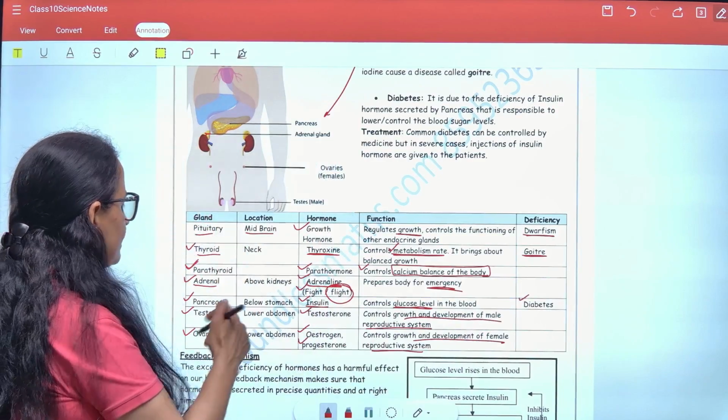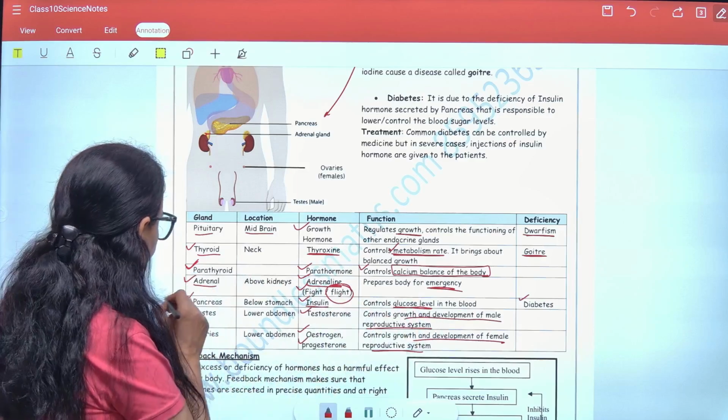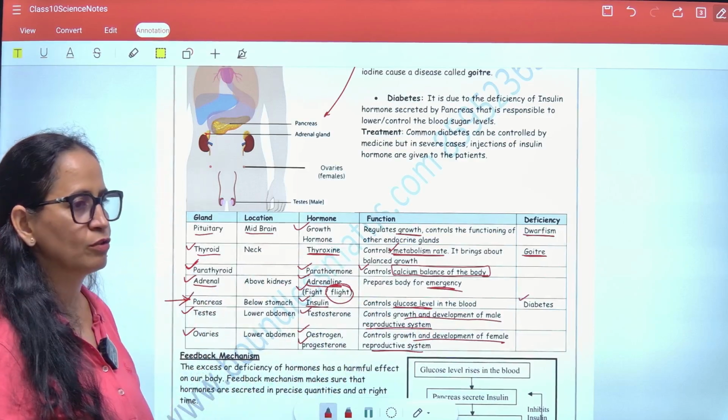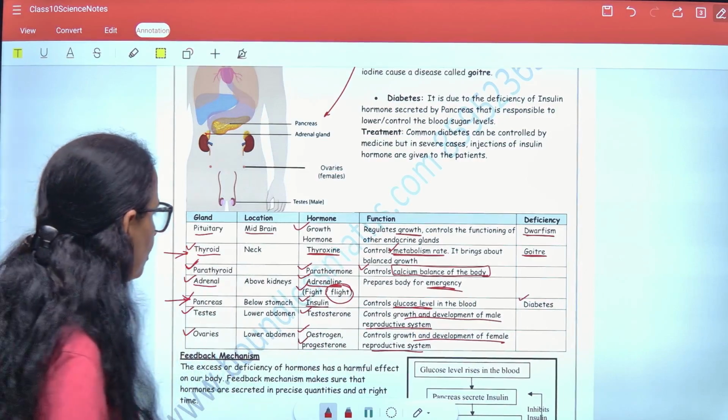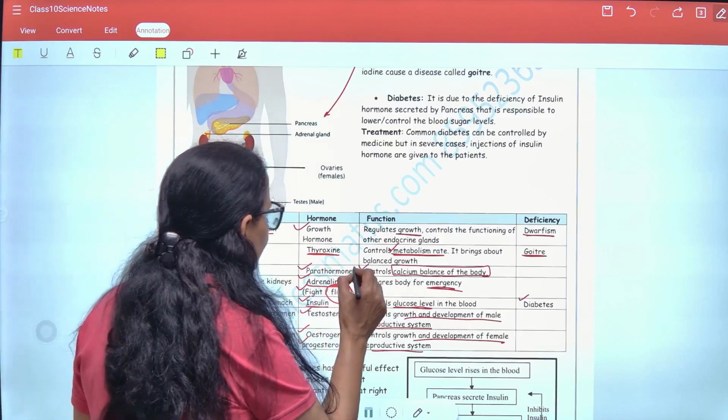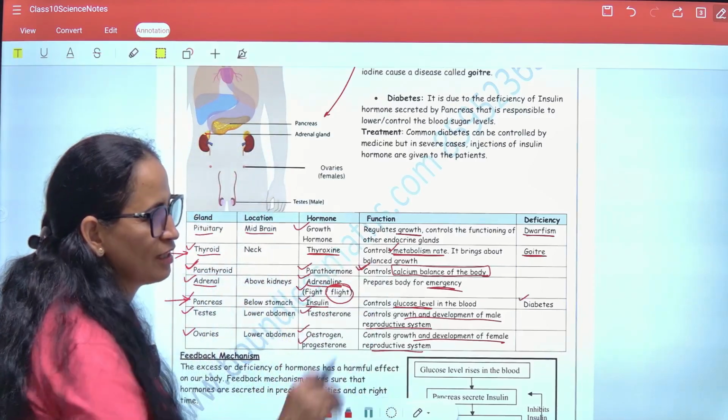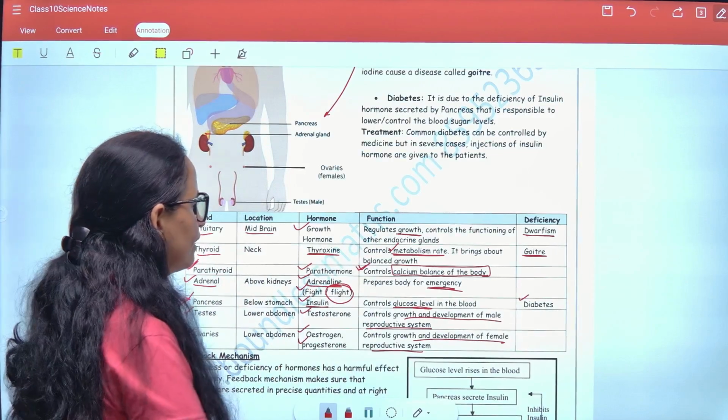So out of all these, I will say the pancreas is very important, regulation of blood sugar level. Thyroid is very important from the examination point of view, and the functioning of the parathyroid gland, because it is just one statement hidden somewhere in your NCERT and that gets skipped off.